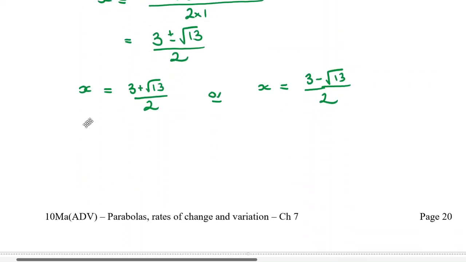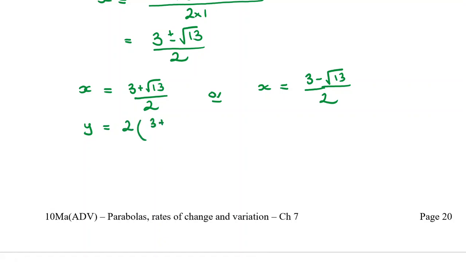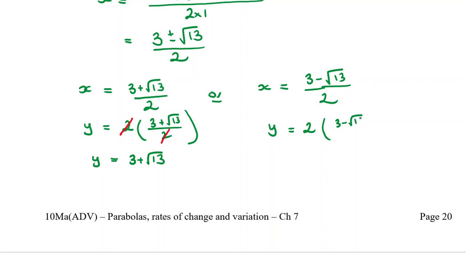So to find the y values, I would have 2 times by the 3 plus square root of 13 over 2. That's going to cancel the 2 from the top with the 2 on the bottom, and so y is going to be equal to 3 plus root 13. Similarly, for the other one, to find the y value, I'm timesing the 2 with the 3 minus root 13 over 2. The 2 out the front will cancel the 2 from the bottom, and we'll get y equals 3 minus root 13.